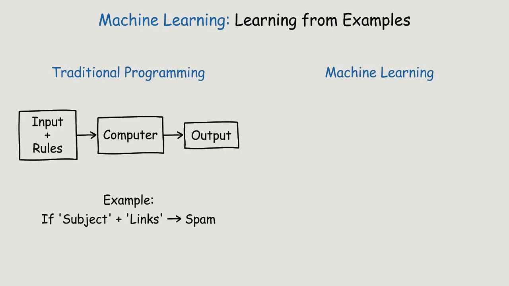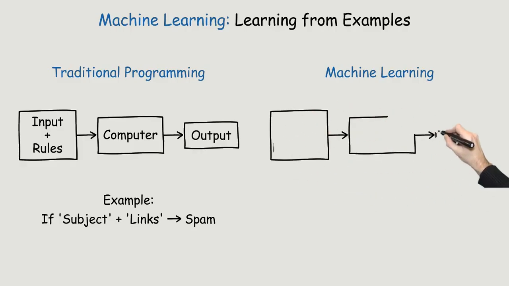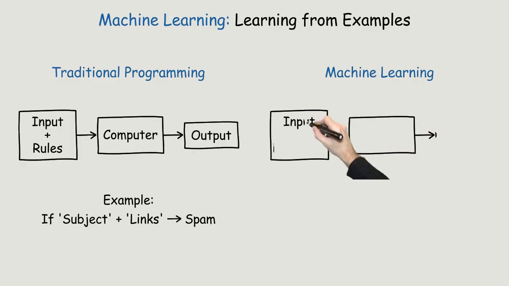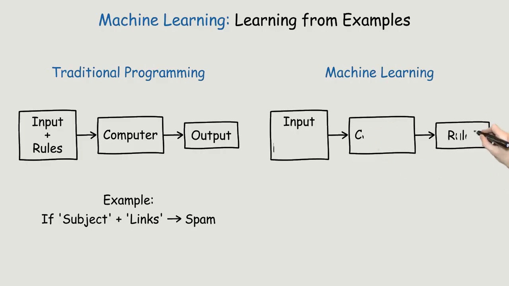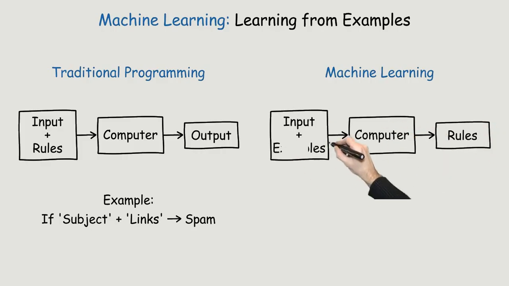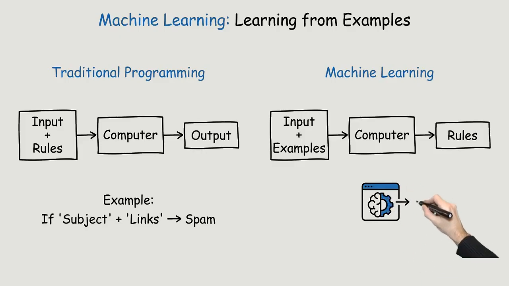Machine learning flips that process. You still give the computer input, like emails, but instead of rules, you give it lots of examples with correct answers. Spam, not spam. From those examples, the computer figures out its own internal rules. The result is a trained model that can label new emails it has never seen before.